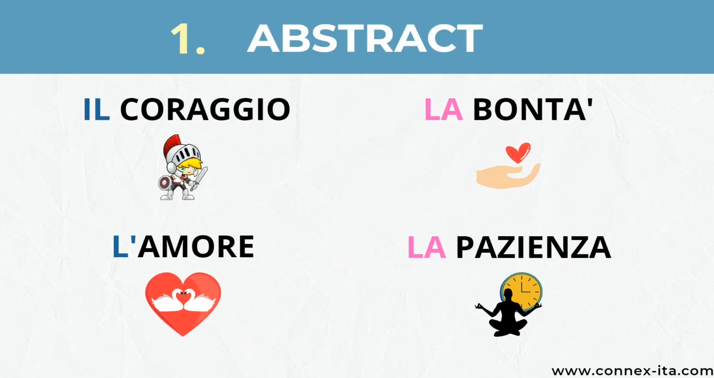To make these words easier to remember, I split them into groups. In the first one, you find the abstract terms, and so those words that refer to ideas or concepts, like for example, il coraggio, courage, l'amore, love, la bontà, kindness, and la pazienza, patience. Il coraggio, l'amore, la bontà, la pazienza.